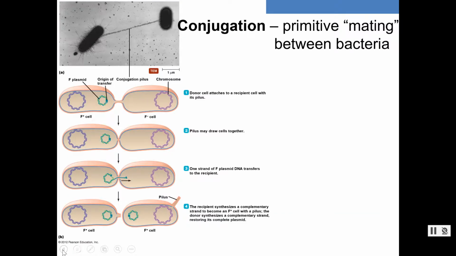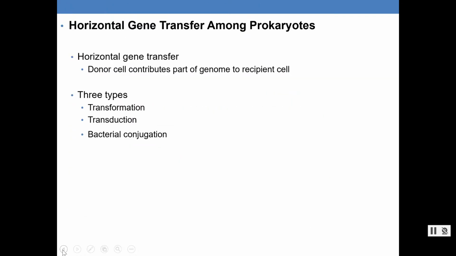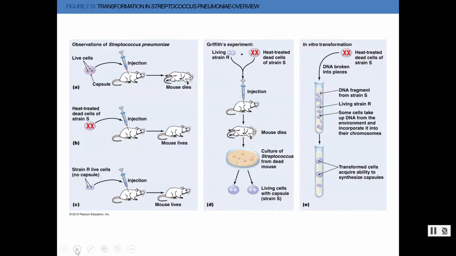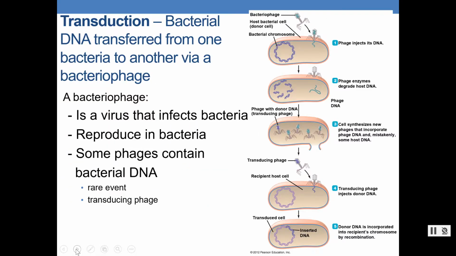All right, so we've done transformation. We've done conjugation. The very last one is transduction. Transformation, conjugation, there it is. Transduction. What you need to know about transduction is it involves a virus. And we're going to look at this in a little more detail in the viral chapter. But for right now, this is a case of horizontal gene transfer where parts of bacterial DNA get transferred from one bacteria to another via a bacteriophage, which is a name for a virus that infects bacteria. Phage is just another name for virus.